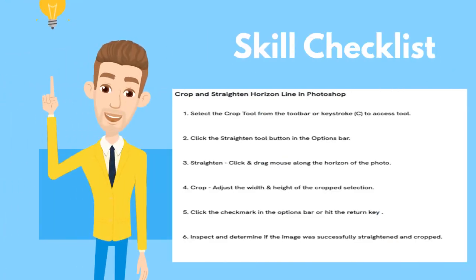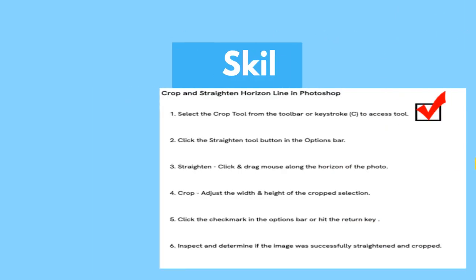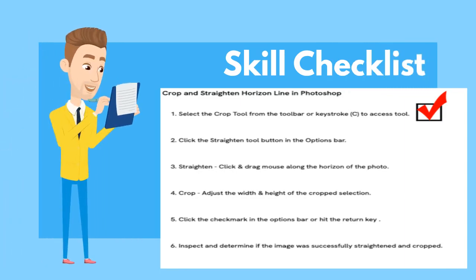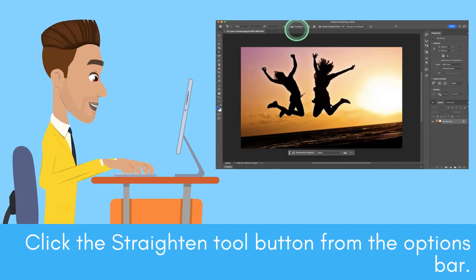Skill checklist. Select the crop tool from the toolbar or press the C key on the keyboard. Skill checklist. Click the Straighten Tool button from the options bar.